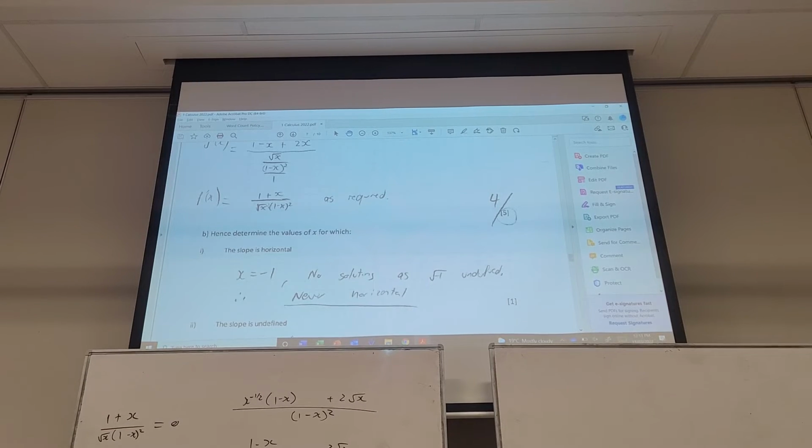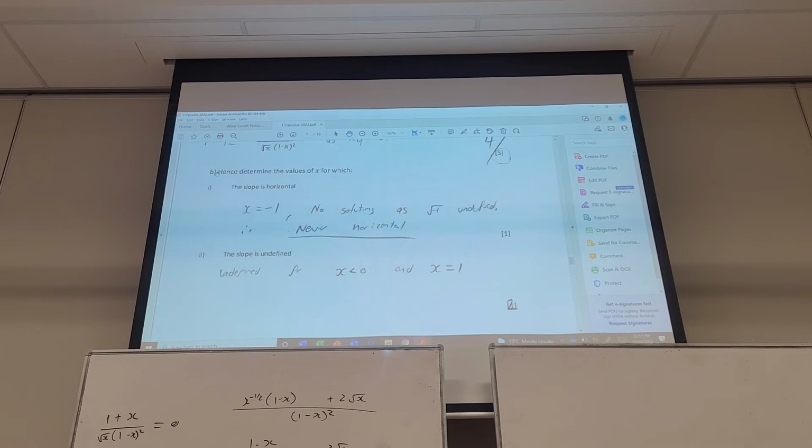We did go over this in class together. And then in the next one, it's undefined when the denominator is 0. So that's going to be when x equals 0 and x equals 1. If you put 0 there, then the whole thing's 0. If you put 1 there, then the whole thing's 0. So they're the two values.